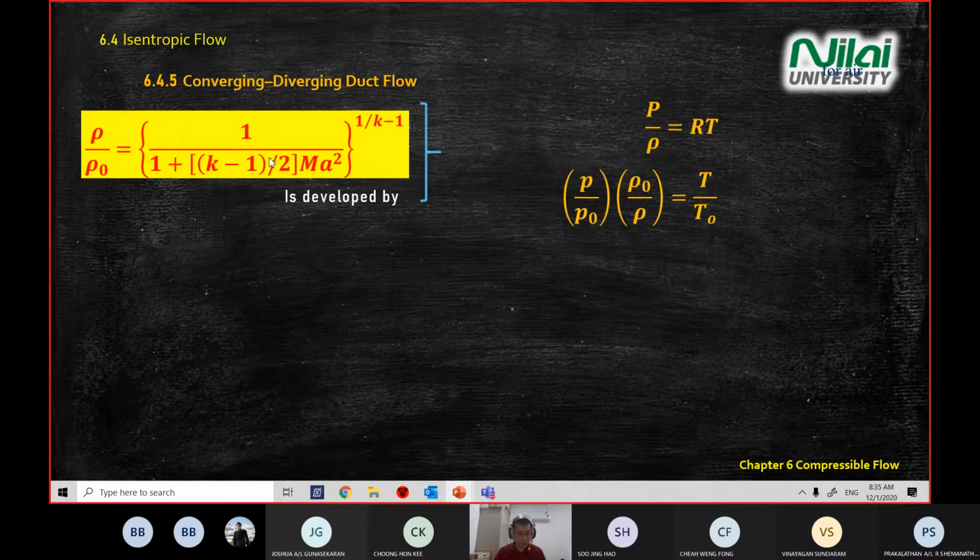Okay, these are the three equations that you can see on your tutorial or handouts, page 17.